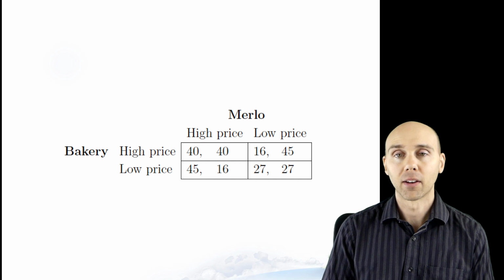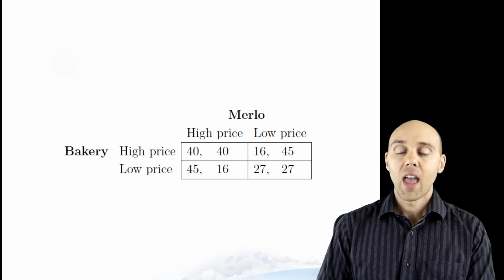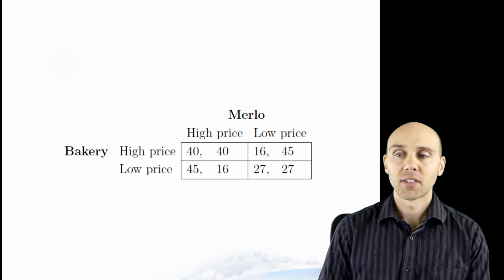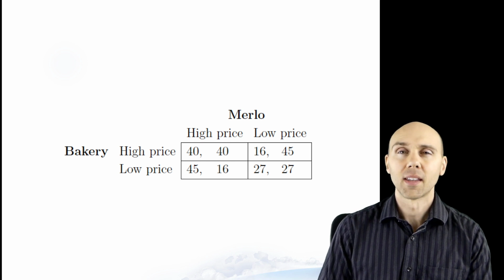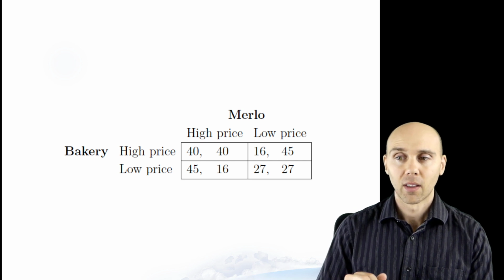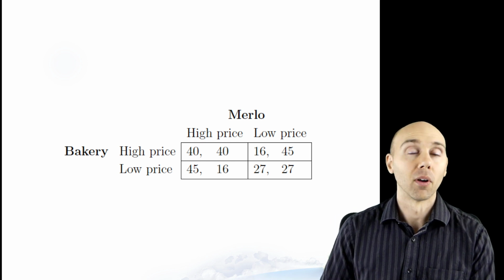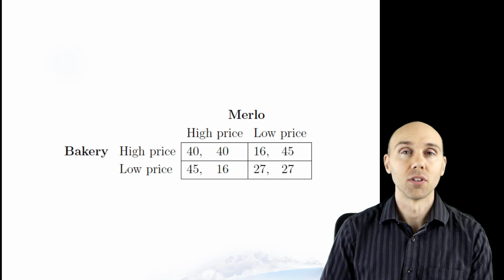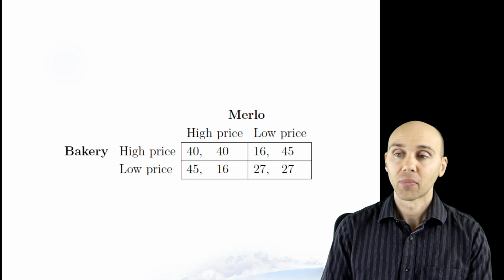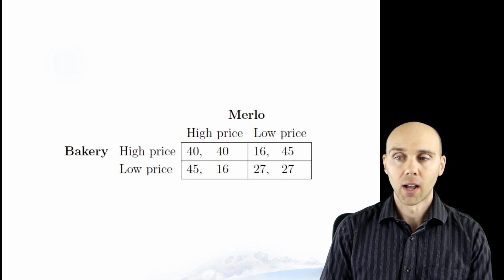So we'll start with the bakery, Honor Roll Bakery, and to work out its best response, we need to first condition on some decision by the other firm. So we start with thinking about what happens if Merlot does this, what's the best thing we should do? What happens if Merlot sets a high price?